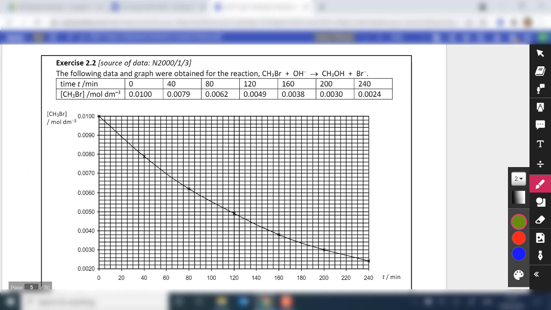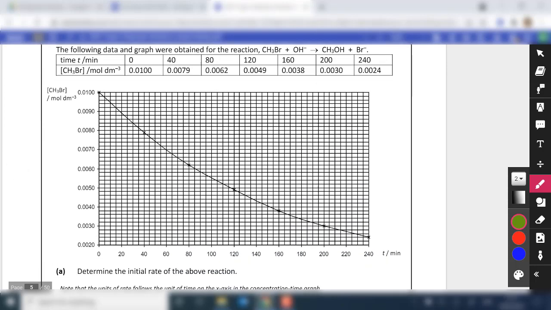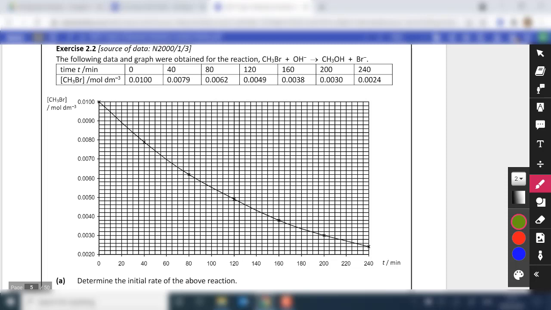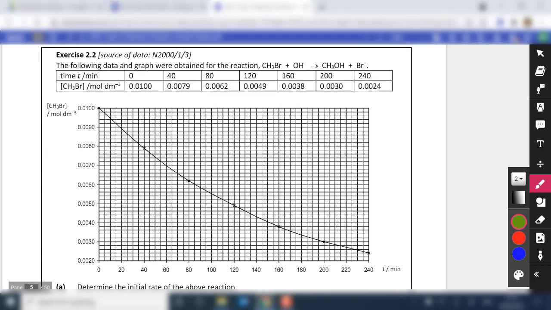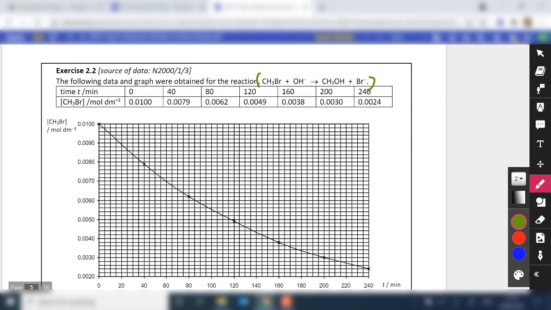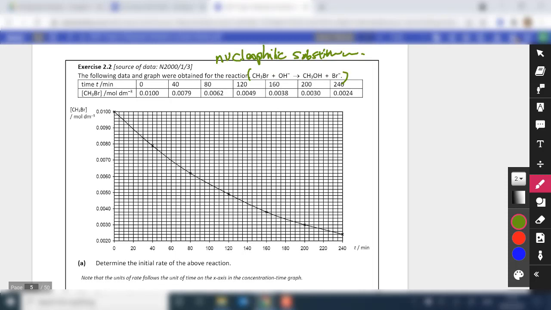Now we have 2.2, which is a pretty long question, but I think we can briefly discuss it. You have the following data, the graph plotted for the reaction of CH3Br with OH minus to get this product. At the end of JC1 or in JC2, you will learn that this particular reaction is known as nucleophilic substitution. This is just some additional information in case you're interested.